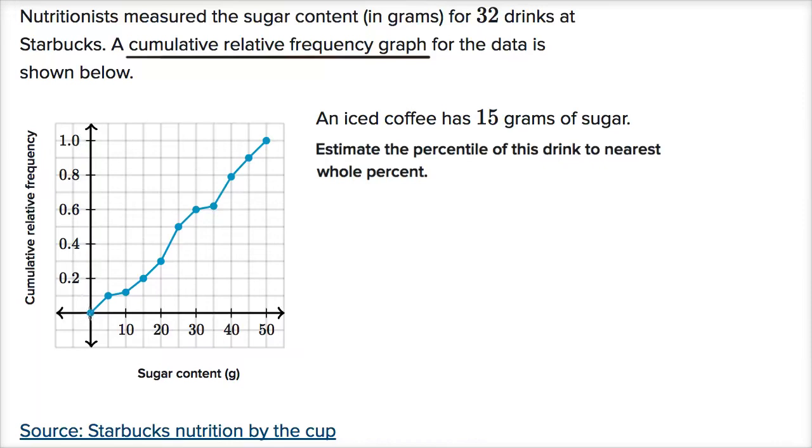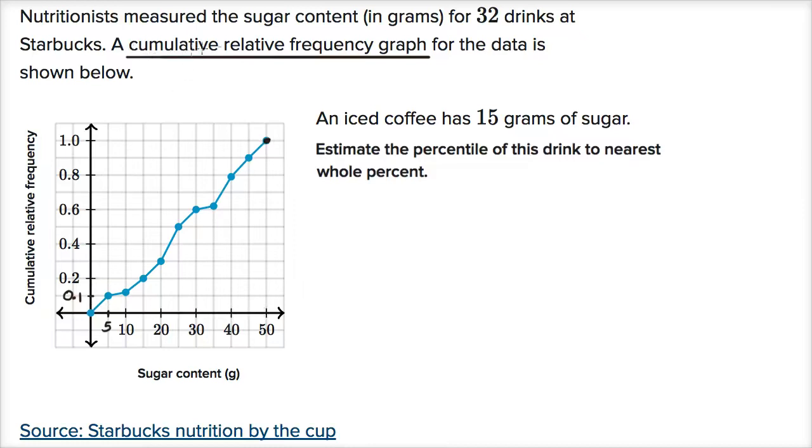This is saying that 0% of the drinks have no sugar content. This data point looks like it's at 5 grams and at 0.1. This says that 0.1, or I guess we would say 10%, of the drinks that Starbucks offers have 5 grams of sugar or less. This data point tells us that 100% of the drinks at Starbucks have 50 grams of sugar or less.